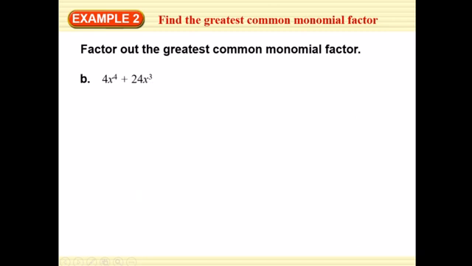Alright, so factor out the greatest common monomial factor. Here you might be able to recognize that right away that 4 is going to be a greatest common factor. And then I also need to look at these variables here and their exponents. So how many can I take out of both of them? So the first term here has 4 x's and the second term has 3 x's. So I can take 3 out of both of them.